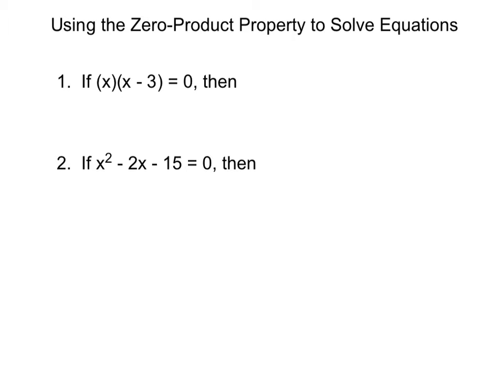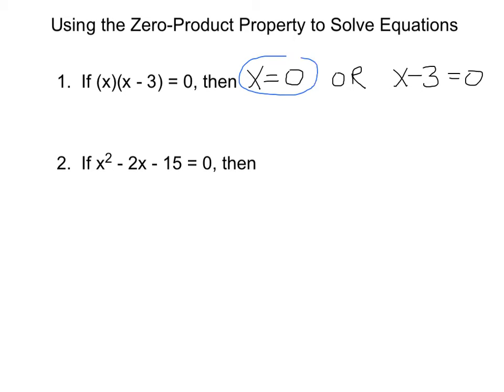And I know that if I have a multiplication problem equal to 0, one of the numbers I multiply has to be a 0. And so in this case, I have to realize that x represents a number, so that means that x is the number equal to 0. Or I have to realize that x minus 3 represents a number, so that means x minus 3 could be equal to 0.